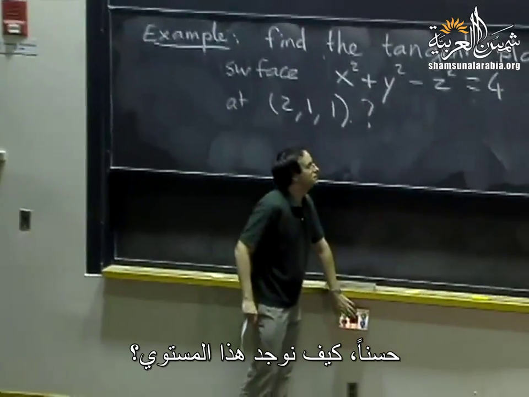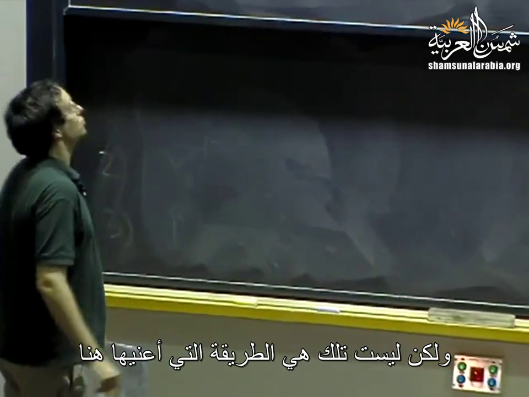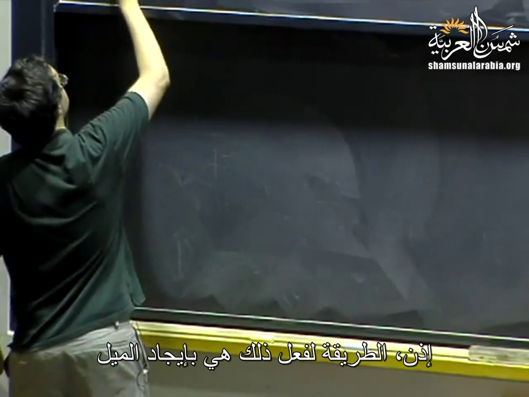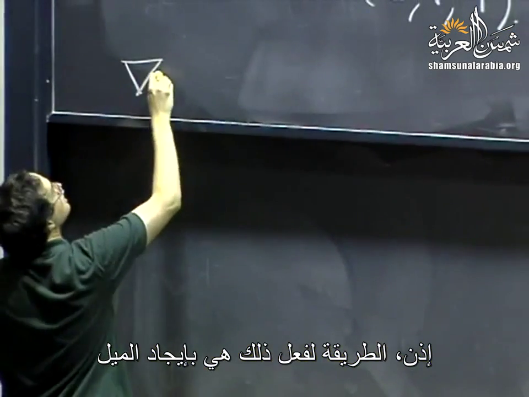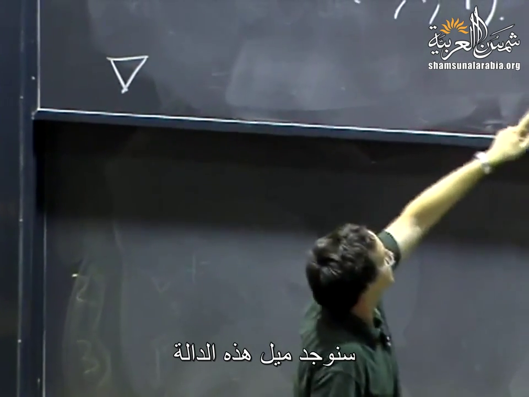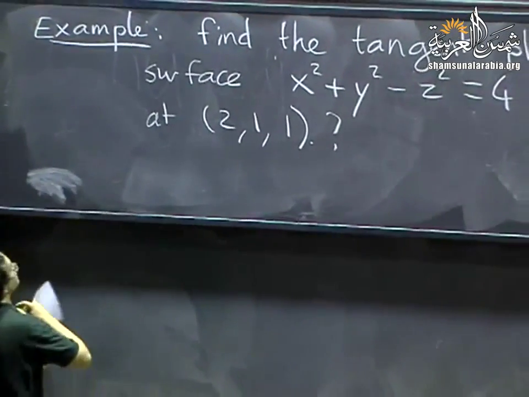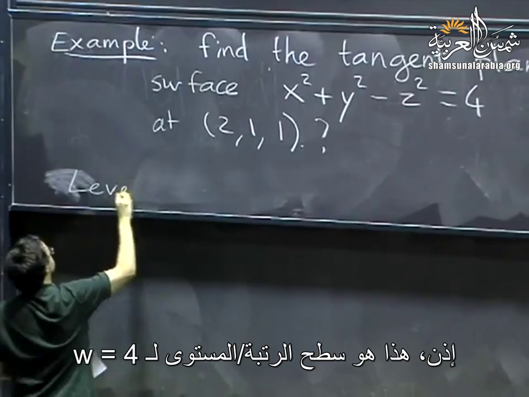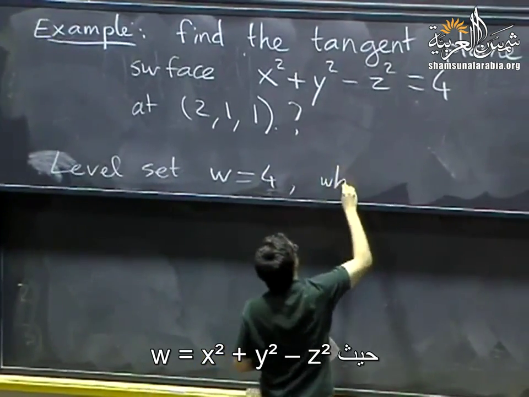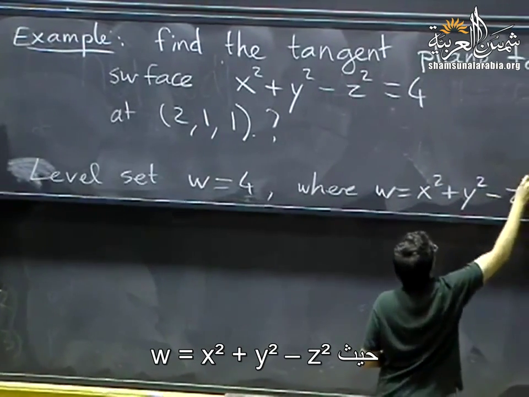How do we find this plane? Well, you can plot it on a computer, but that's not how you would look for it in the first place. The way to do it is that we compute the gradient. The gradient of what? Of this function. I should say this is the level set w equals 4, where w is x squared plus y squared minus z squared.